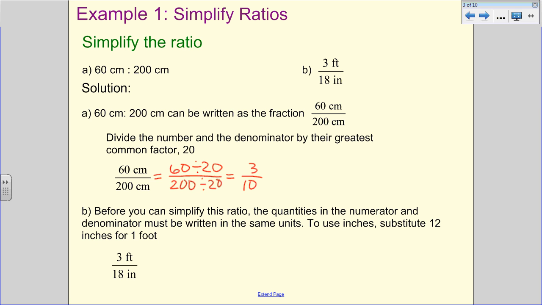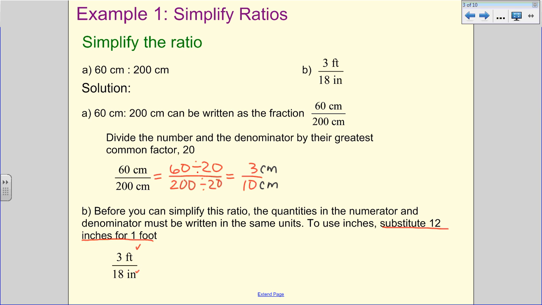And then we want to label those, so this is 3 centimeters over 10 centimeters. For B, it's already a fraction, but we need to be careful. We need to make sure that the quantities in the numerator and denominator are written in the same units. So right now we have 3 feet and 18 inches, not the same units. So we're going to remember that 12 inches is 1 foot. So we're going to do some changing there.